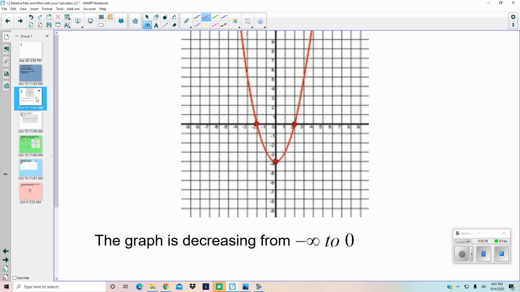to 0. So the slope is negative from here to here. It's positive in this direction. Okay, down here at the bottom, if I draw a tangent line through that point, you can see the slope of that tangent line is 0, even though I didn't draw it very well. So the minimum occurs there where the slope changed from decreasing to increasing.